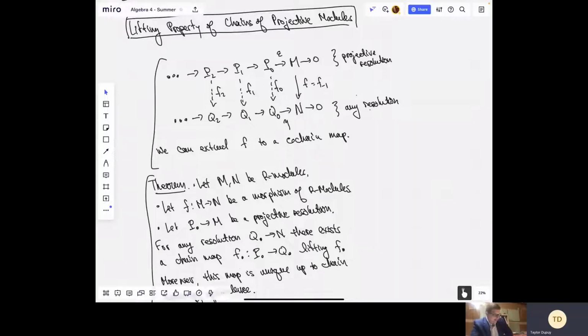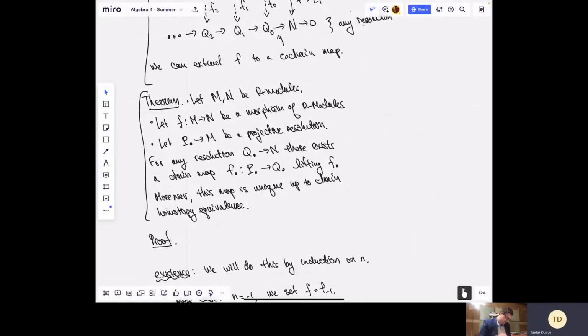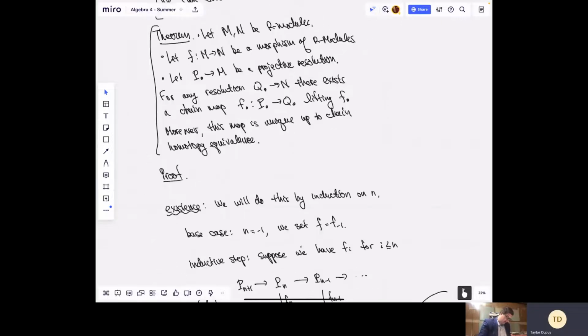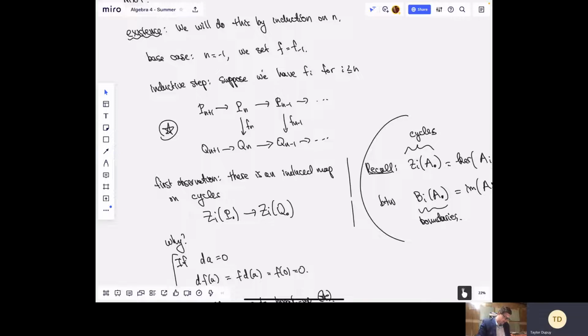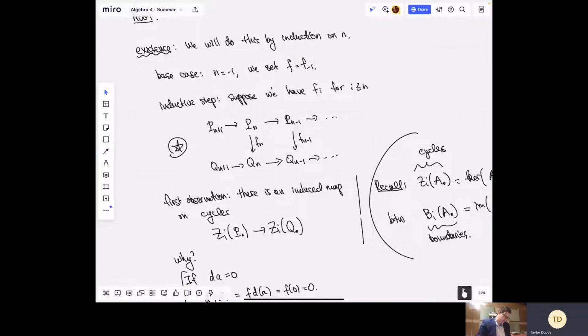Okay, so in the previous class, we were talking about projective resolutions. When you have a projective resolution of a module M, and you have another resolution, not necessarily projective, of a module N, and you have a map between M and N, then this map can be extended to the resolution. This is what we were trying to prove. Here was a formal statement of it. And then we started talking about the existence part, and it was an inductive proof.